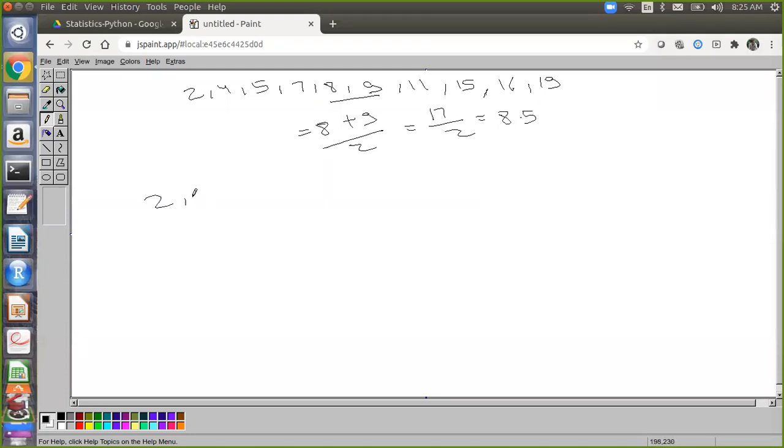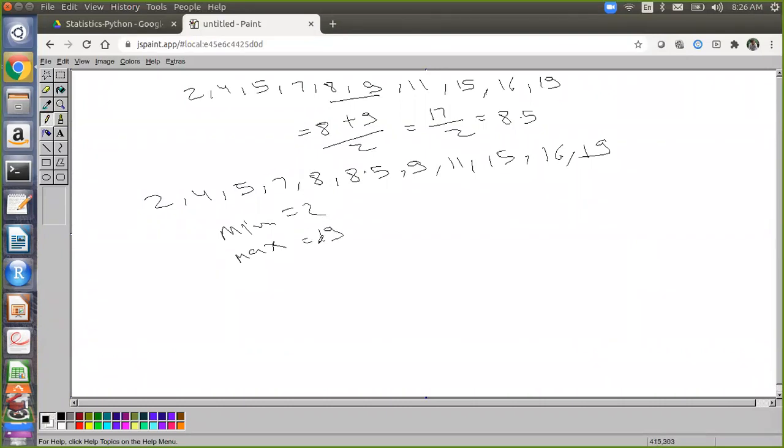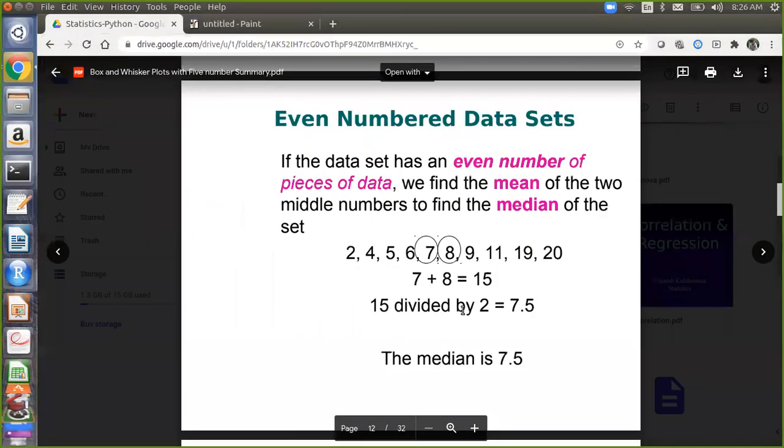Now your new data set becomes 2, 4, 5, 7, 8, 8.5, 9, 11, 15, 16, 19. Now it is simple. The minimum is 2 and the maximum is 19. Q2 is 8.5, Q1 is 5, and Q3 is 15. So that is how you go and do it for an even numbered data set.